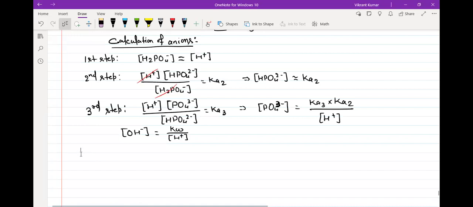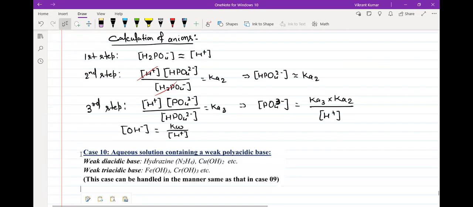There OH minus will come, and where needed, cations will come. So we can have weak polyacidic bases, in which we can have these types of examples and we can handle it in a similar manner, just H plus replaced by OH minus, anion replaced by cations. Okay, that's one part.